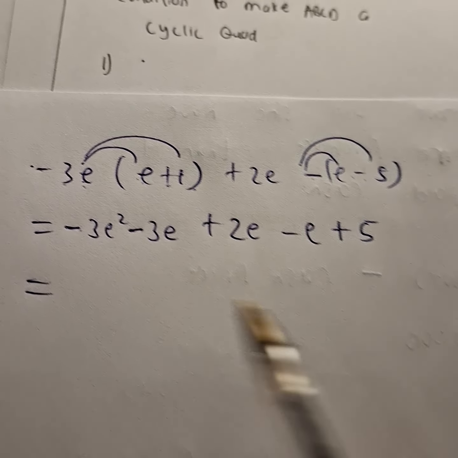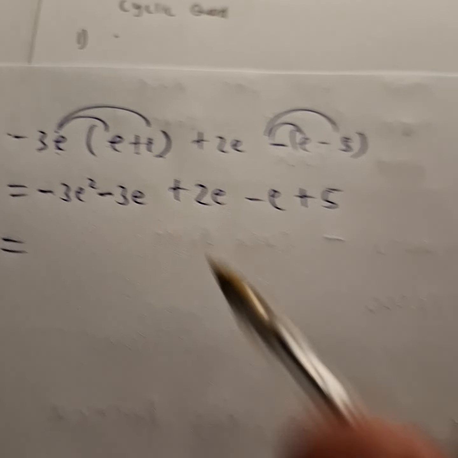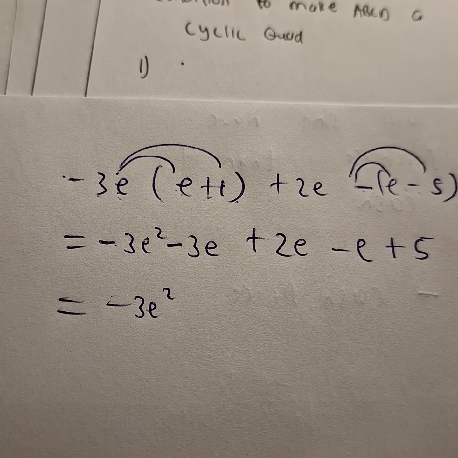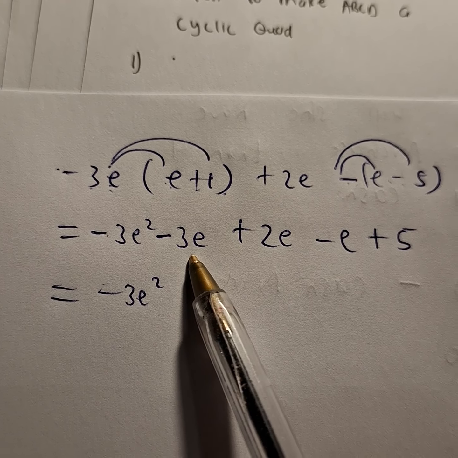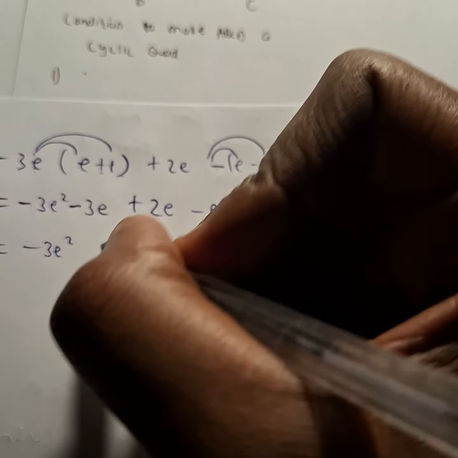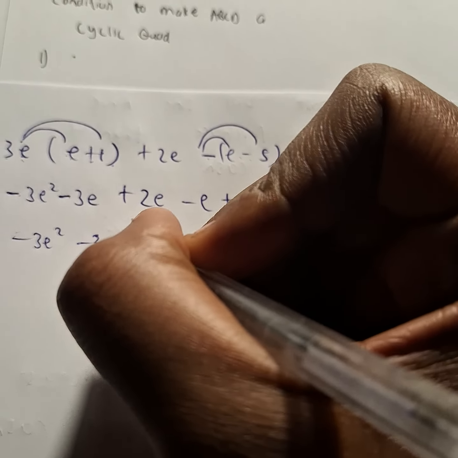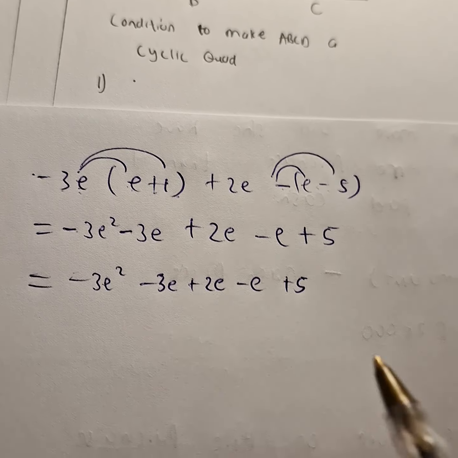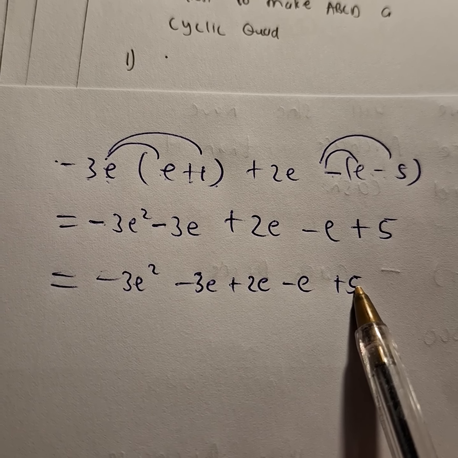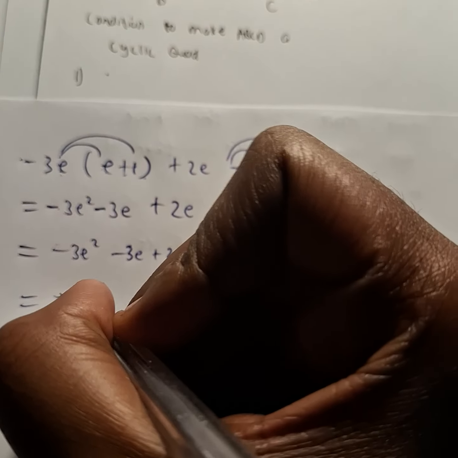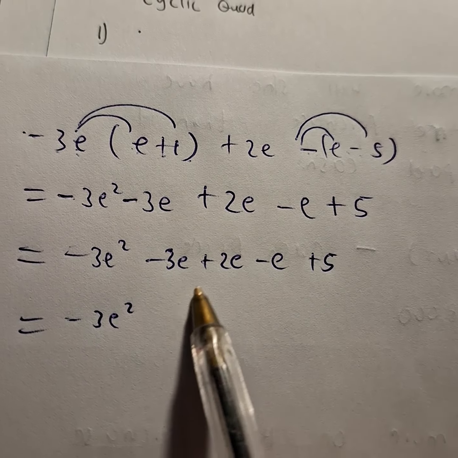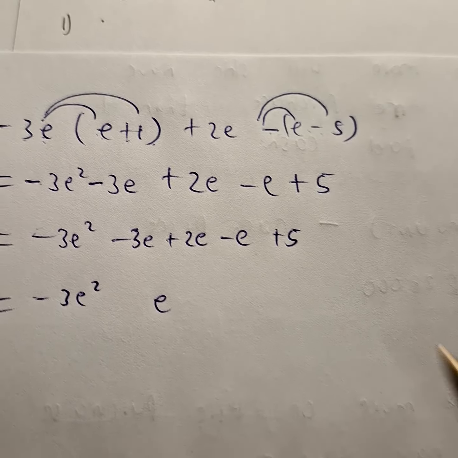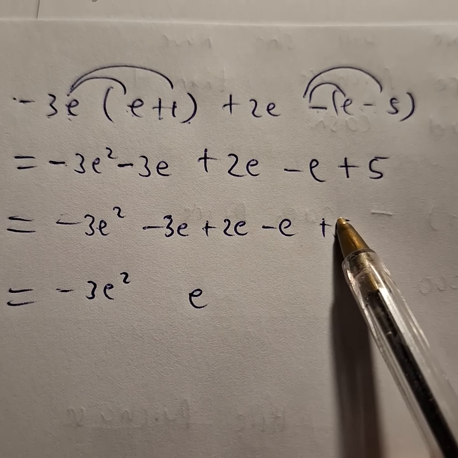Now we must look, are there any like terms? Negative 3e squared has no like term, but you can see here this negative 3e and this 2e and this minus e, those are all like terms. Plus 5 is not like any other term. But look, these are all like terms because they all have e and the exponents are the same: 1, 1, 1.